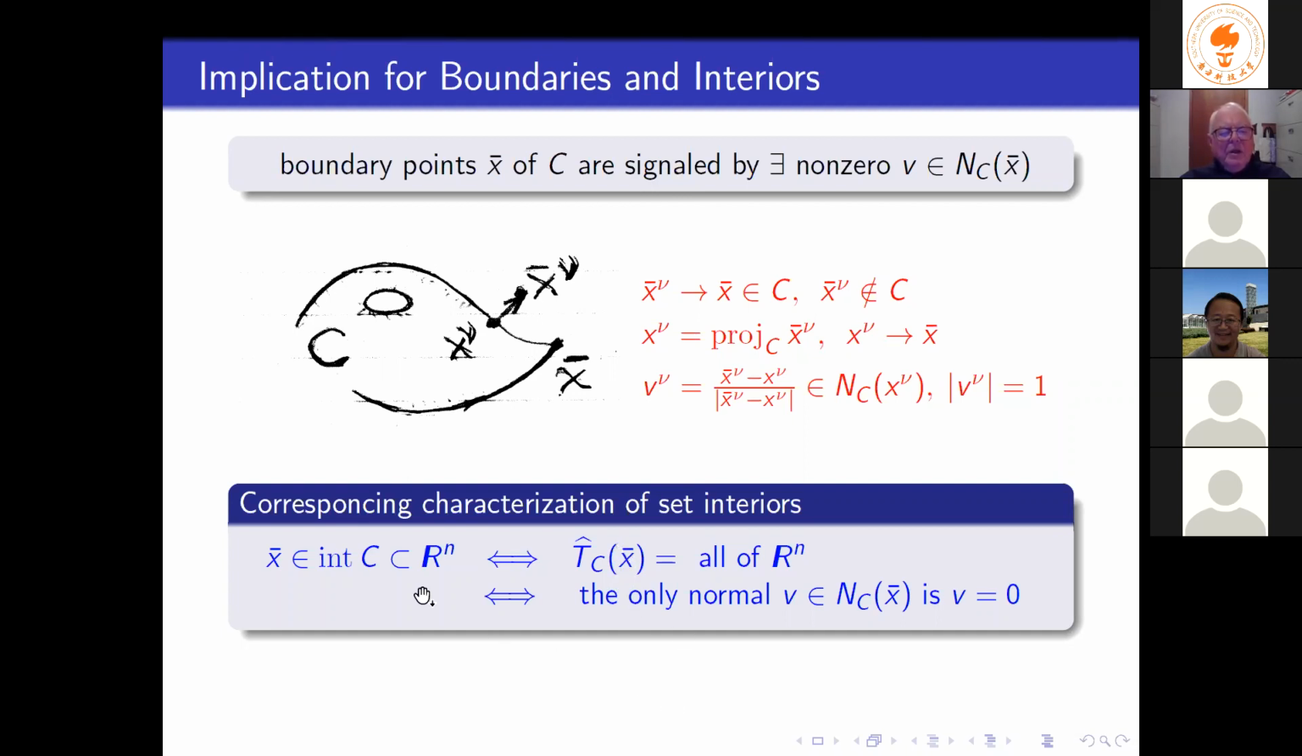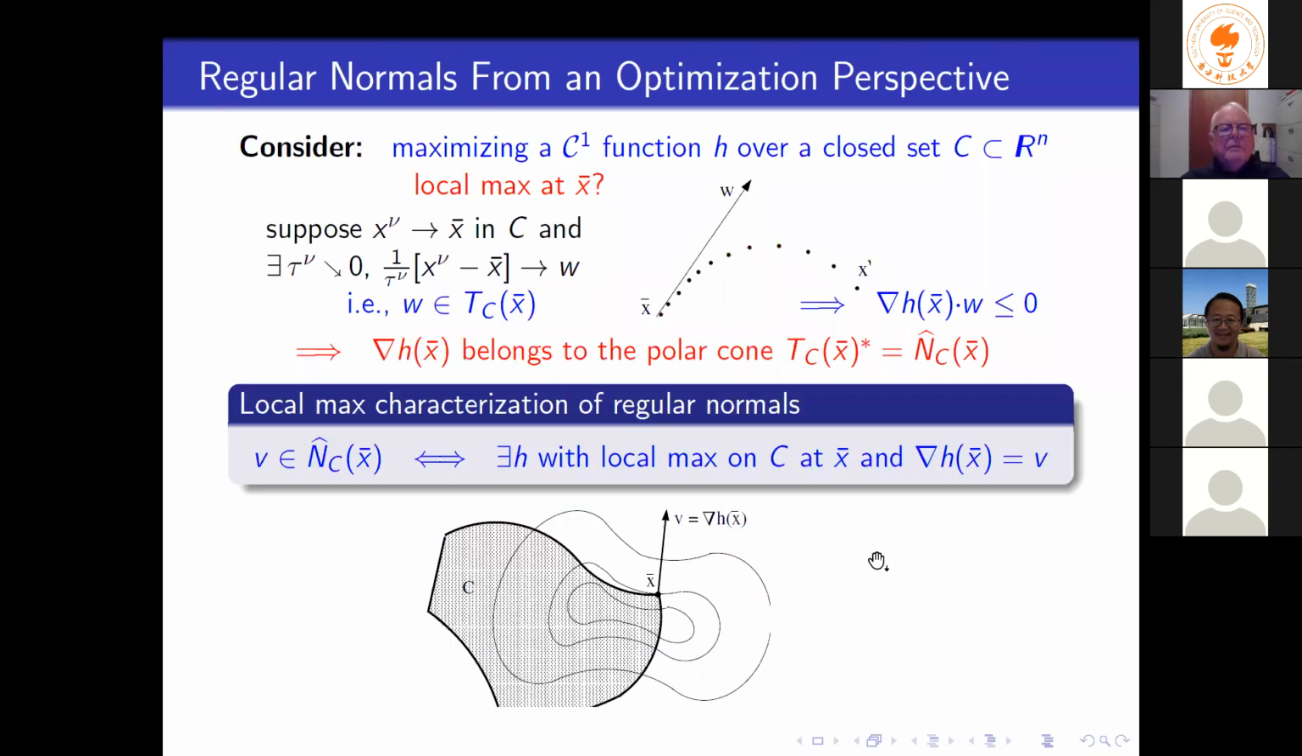And to put it another way, you know that a point is in the interior of the set if and only if the only normal vector is the zero normal vector. The normal cone is the zero cone when you're in there. Or it means the regular tangent cone is the whole space.